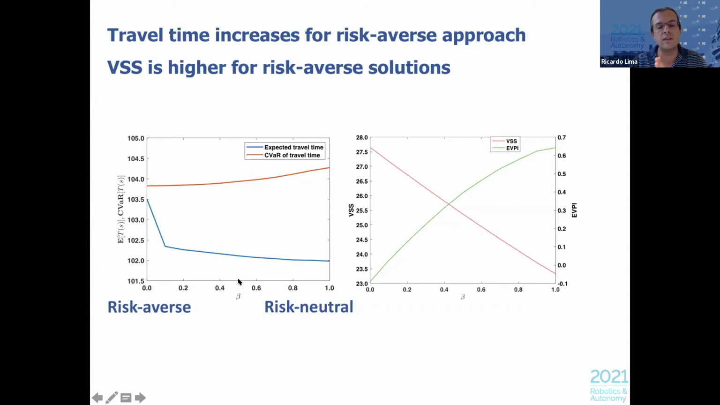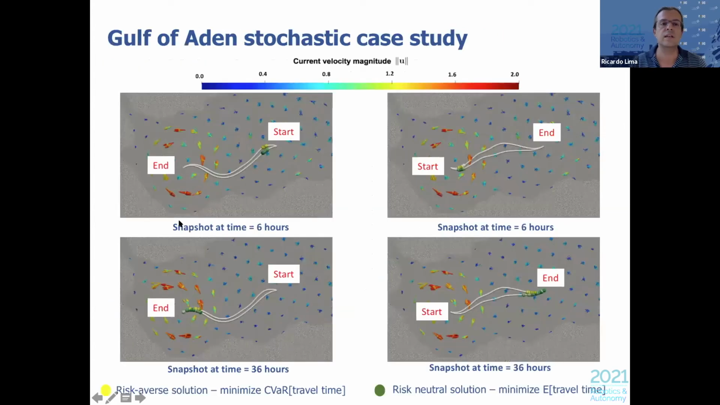You can also study the value of the expected travel time and the CVaR of the travel time as a function of the beta parameter that weights both functions in the objective function. What you can see here is that if you pick a beta of 0.2, you don't pay much in terms of expected time, and you reduce the CVaR of the time. If you go to really risk-averse solutions, you increase your expected travel time at the cost of minimizing the travel time of the worst cases.